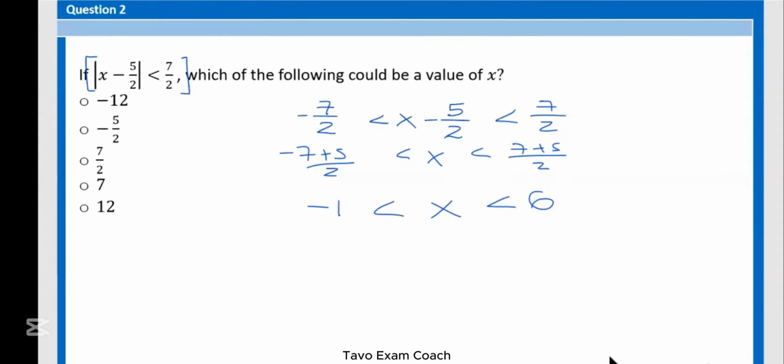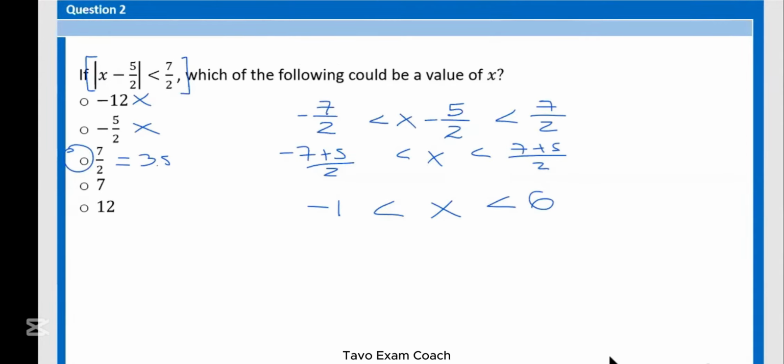Which of the values on the answer choices belongs to this interval? Minus 12 and minus 5 over 2 are clearly out. 7 over 2, which is 3.5, clearly fits in this interval. So that is the correct answer choice.